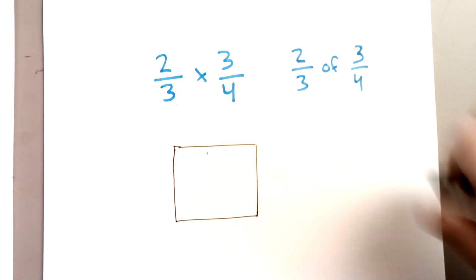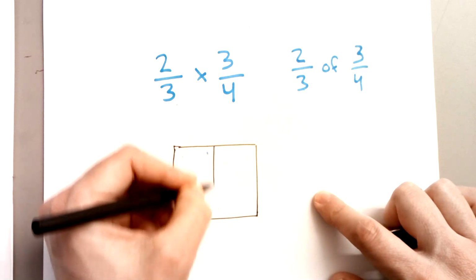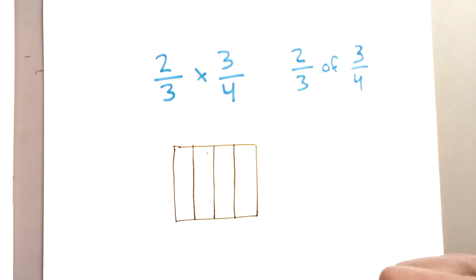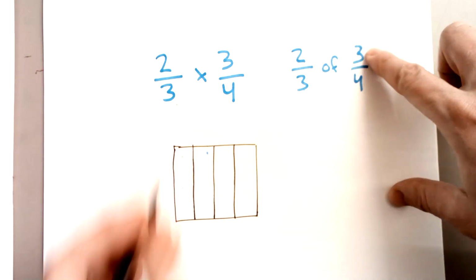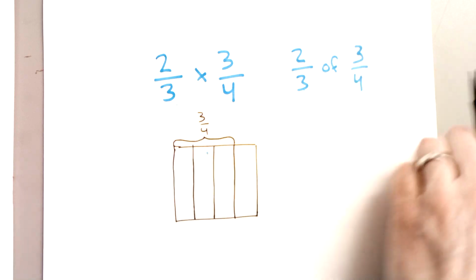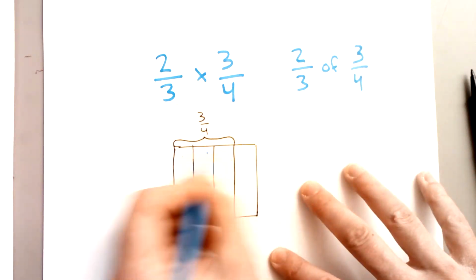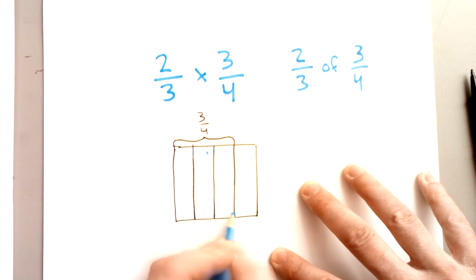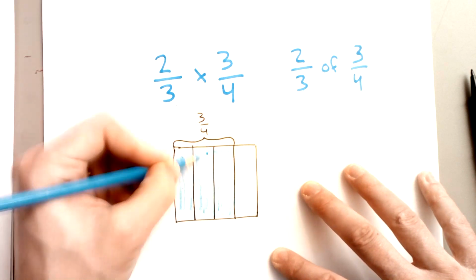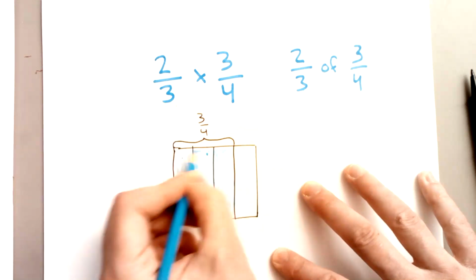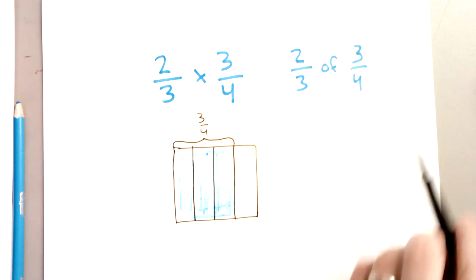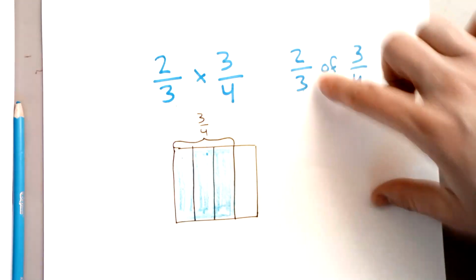So like before, the 3/4, I'll model it in the columns here. So now I'm making 4 columns because the denominator is 4, and I need to shade in 3 of those 4 columns. That's what 3/4 looks like. I'm going to shade that in blue. And that is 3/4 of the whole. But since I'm multiplying it by 2/3, I don't get the entire 3/4. I only get 2/3 of the 3/4.